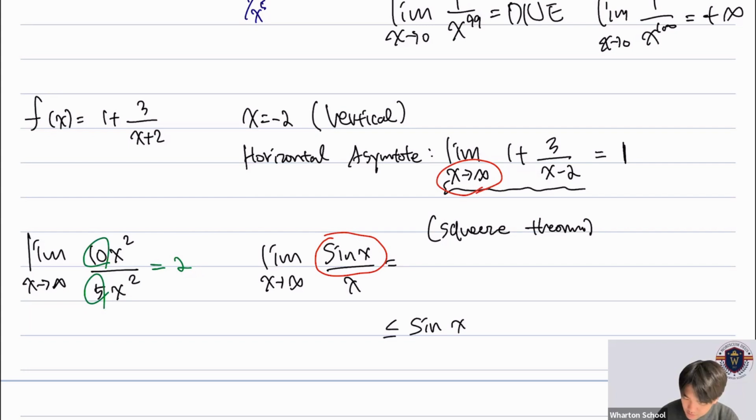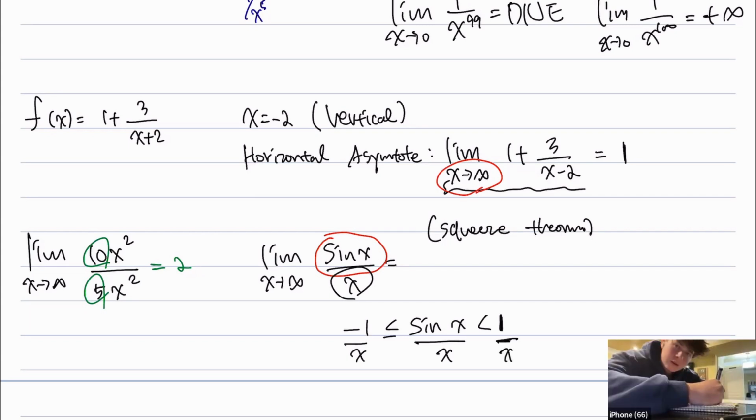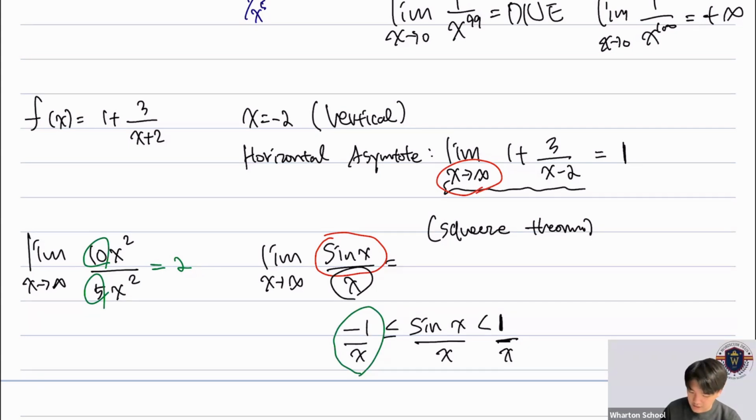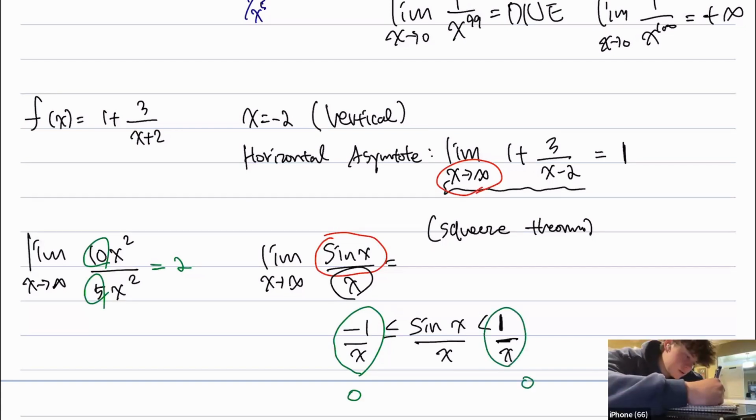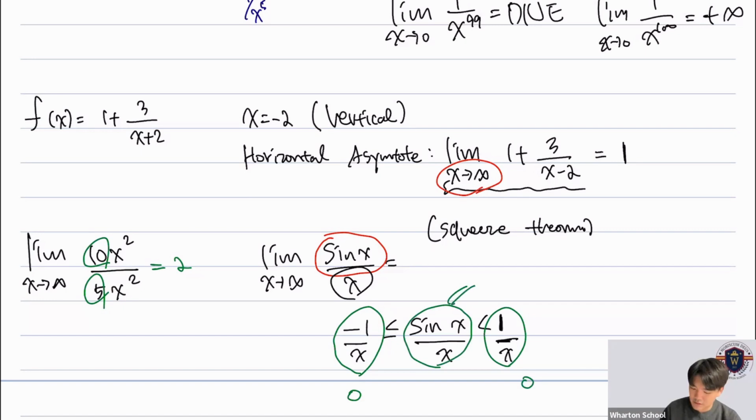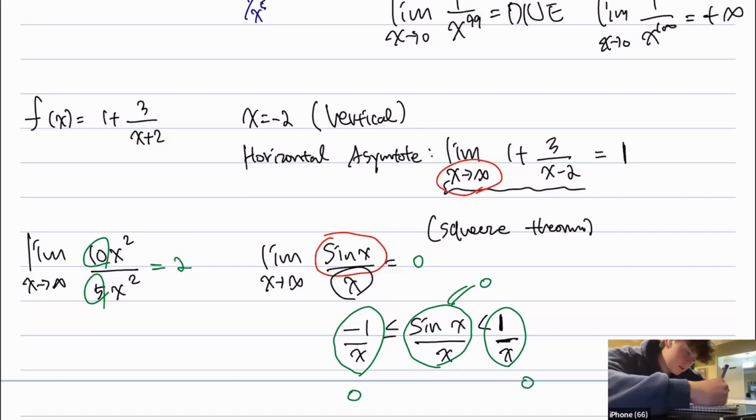So sine x is always bounded by -1 and 1, right? And we were just dividing everything by x. So what is the limit of this as x approaches 0? It's 0. This is also 0. So the thing in between must always be 0. So that's the squeeze theorem. The limit of this is 0.